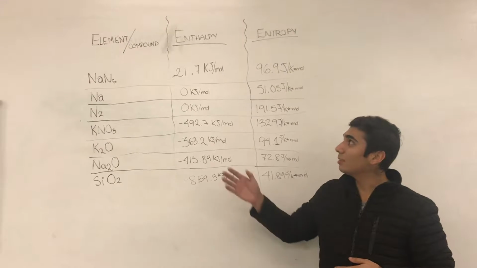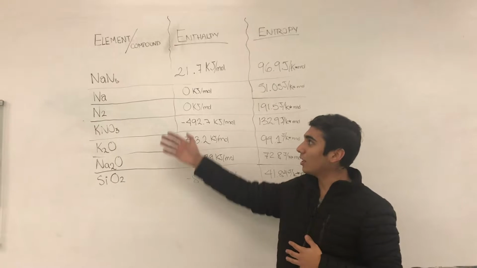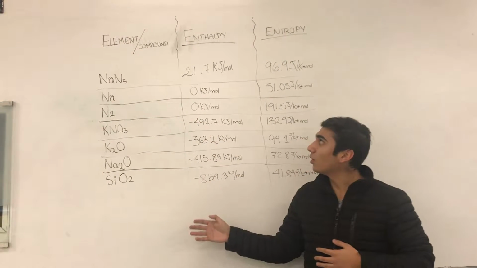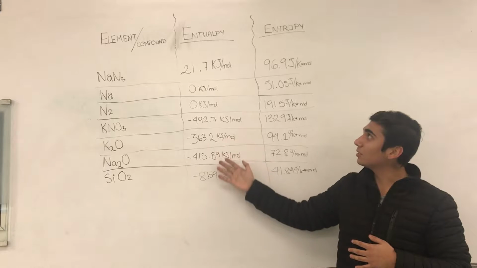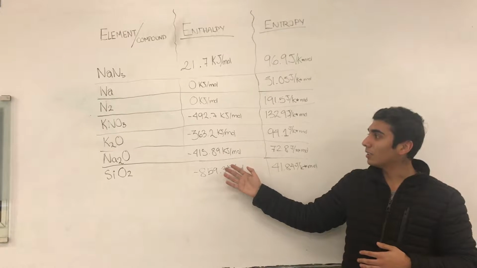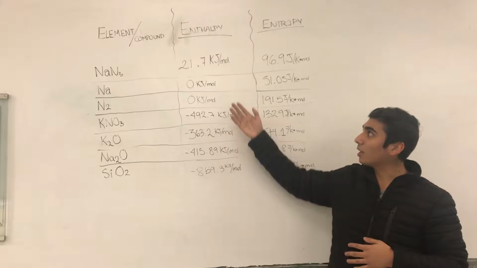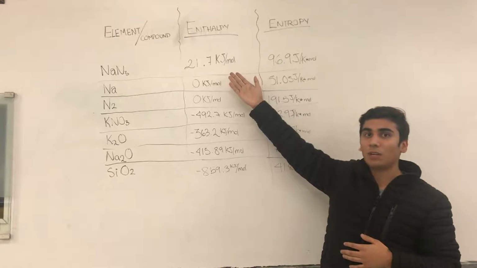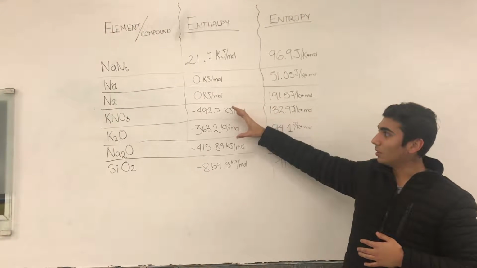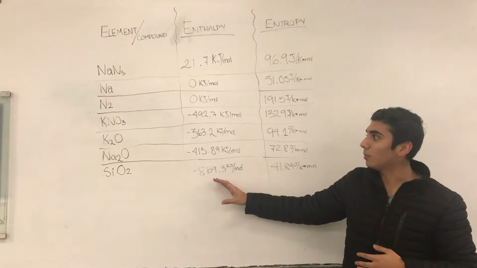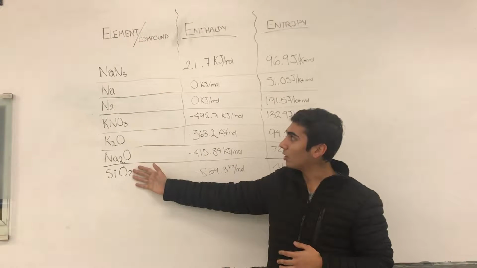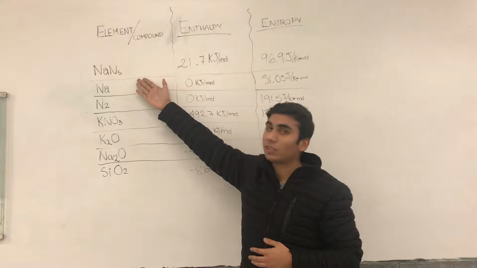So here we have the elements and compounds that we're going to use in our reactions. Here we can observe the enthalpies of each one of them. The ones that are positive are endothermic, and the ones with the negative sign are exothermic. We can see that these 4 are exothermic, while this one is endothermic.